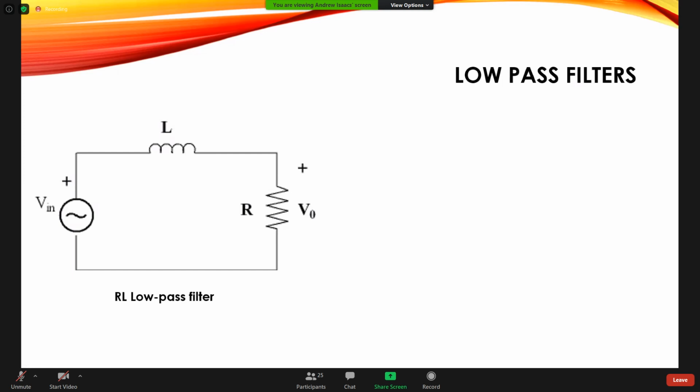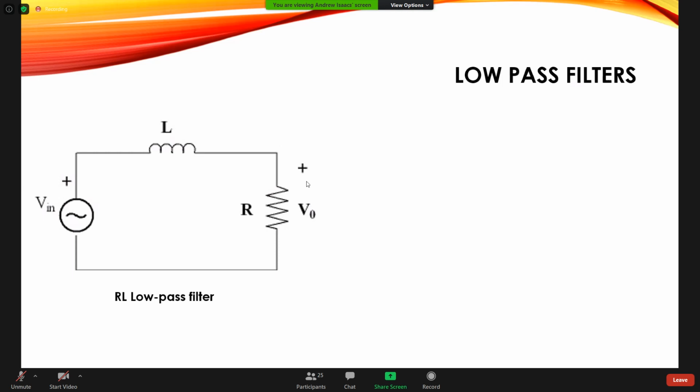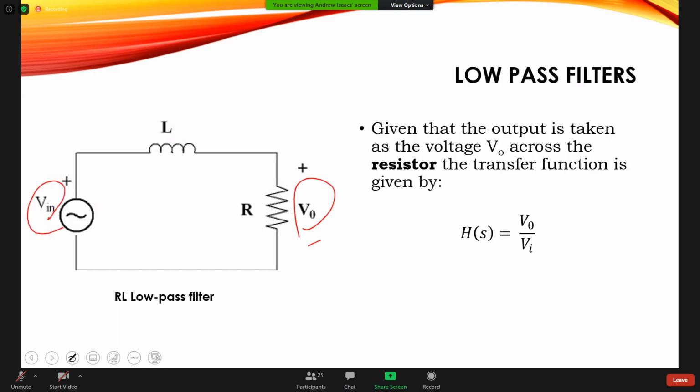So for our low pass filter, we are taking the voltage, the output across our resistor. Okay? And remember we said earlier that, based on the transfer function, we can get the magnitude and the phase. So we have here our output across our resistor, and of course, that's our input. So our transfer function is equal to V0 over Vi.